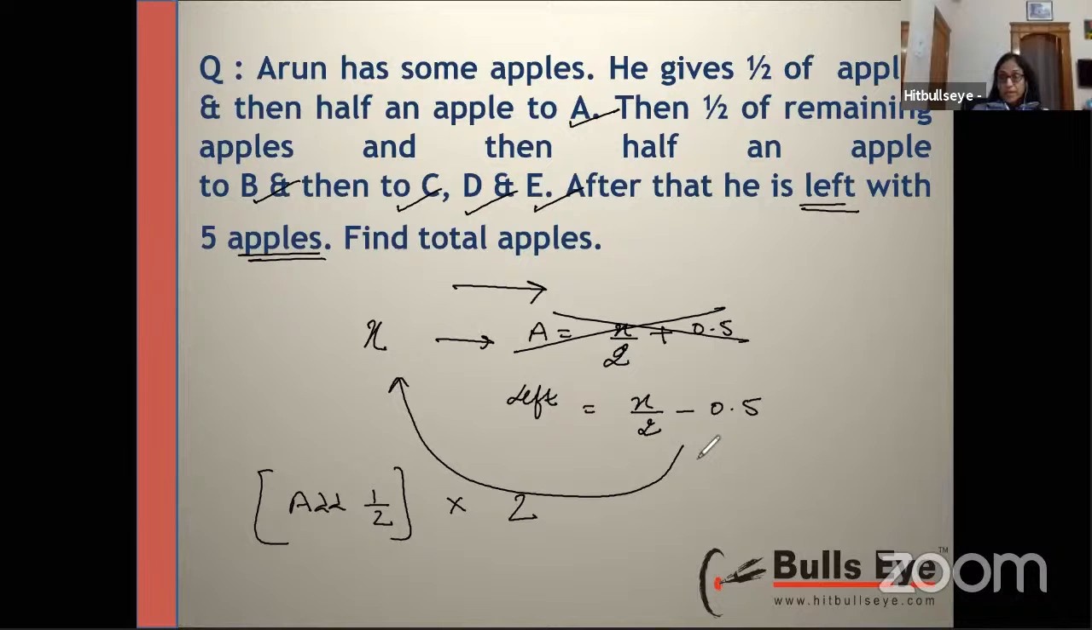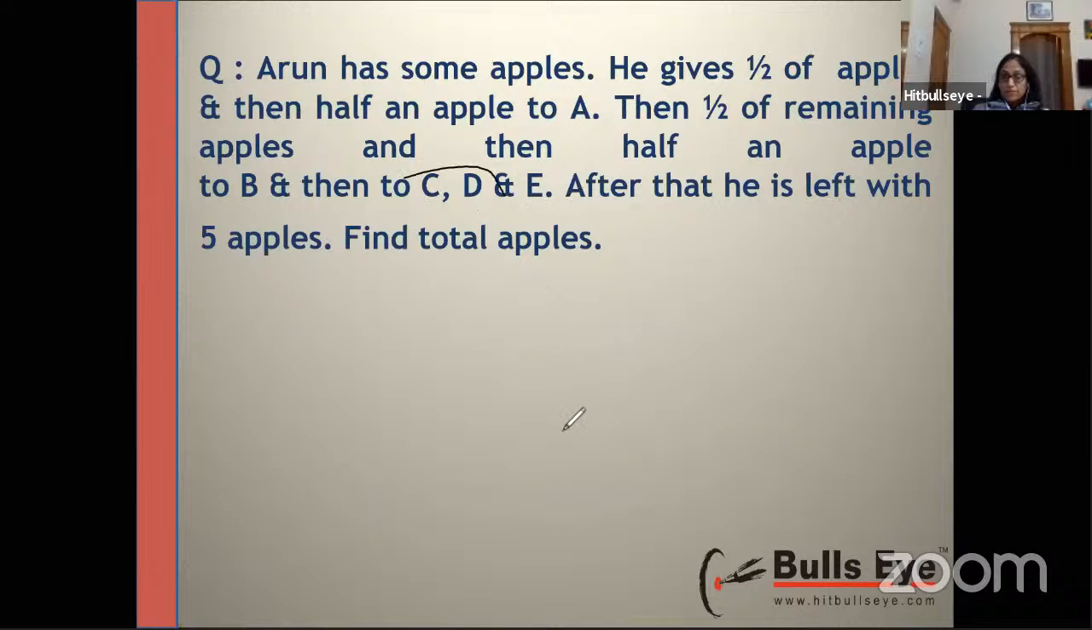If it's clear, then quickly calculate it. So start coming back from 5 apples. Move 5 steps back by doing what? Add half and then multiply by 2. Quickly do this calculation and tell me the answer. Do this process how many times?